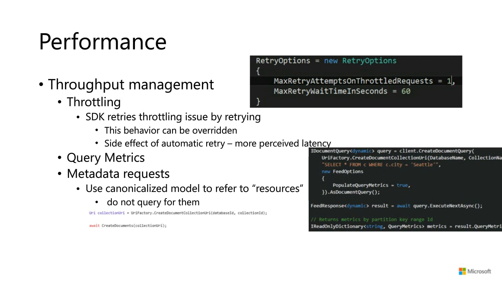And then the third part is the metadata request. So what is this metadata request? This was recently added, as we found out a lot of customers were facing this issue. When you query for your collection or your database, use a canonicalized way to access those resources rather than doing any query. If you do any queries, you will basically start hitting the metadata, and that can get throttled sometimes.